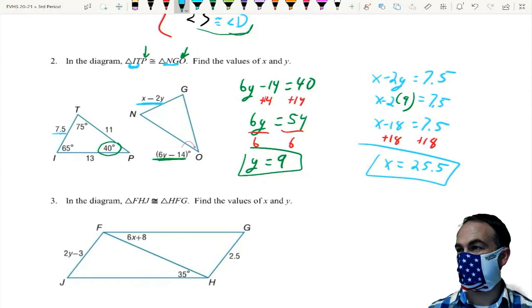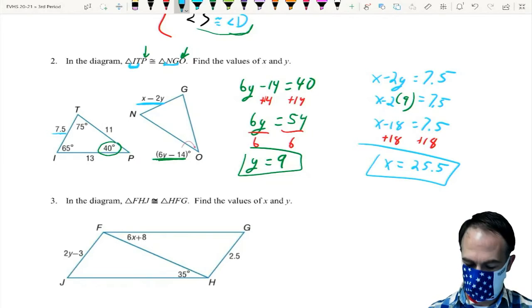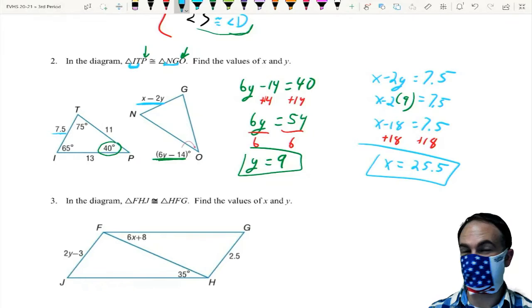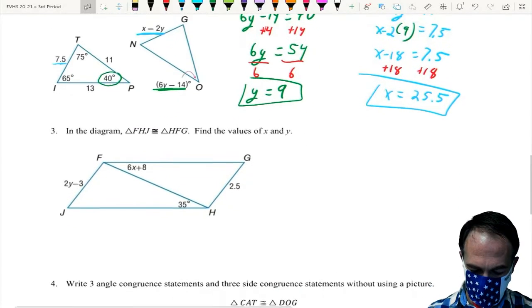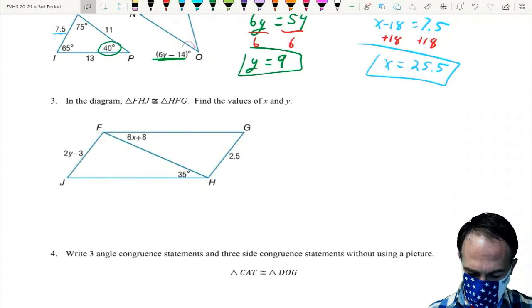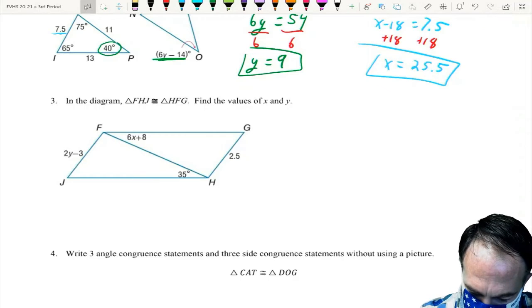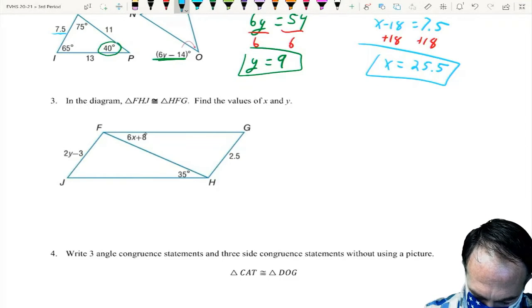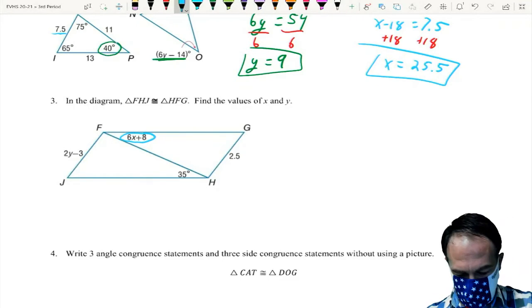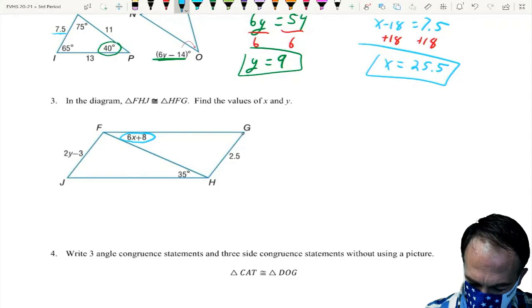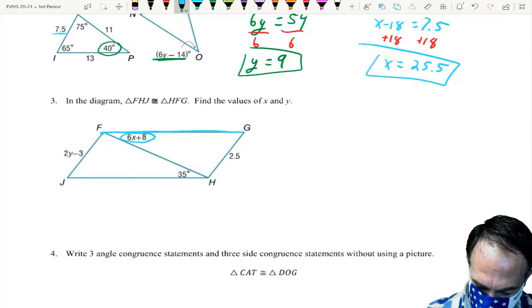Okay, any questions on number 2? All right, no actual questions. Okay, number 3, same idea here. I'm going to start with my x's this time. So I can see that here I've got an x, and that's in angle GFH.